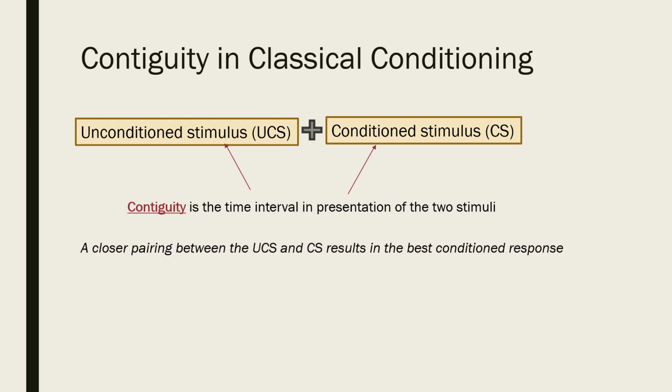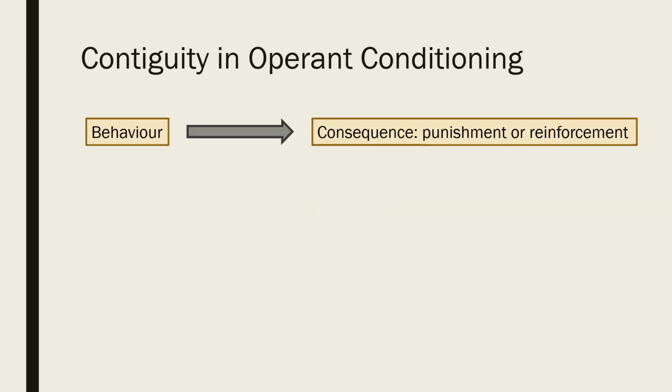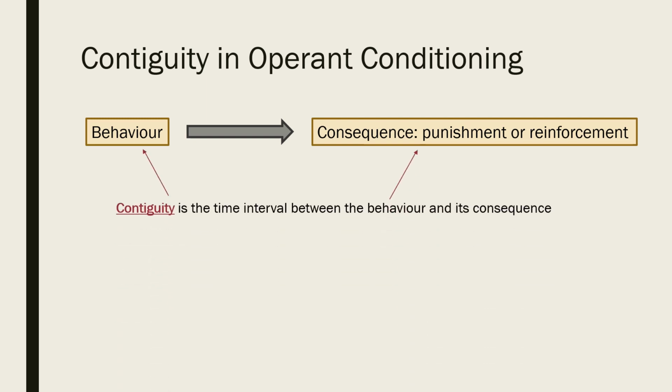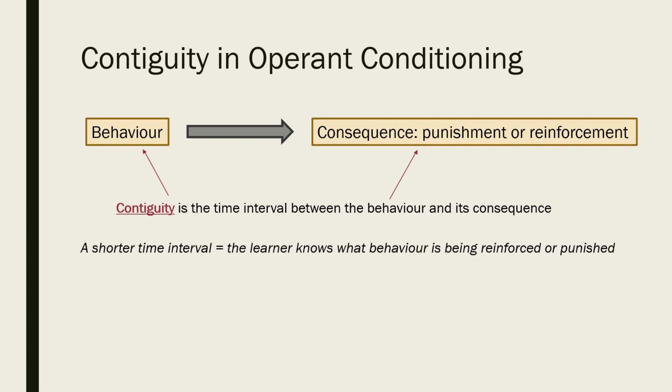Best conditioned response means that the learner will become classically conditioned more rapidly and that the association between the two stimuli will be stronger. In operant conditioning, contiguity refers to the time interval between the behaviour and its consequence, whether that is receiving reinforcement or punishment. This time interval between the behaviour and consequence should be short so that the learner knows exactly what behaviour is being reinforced or punished.